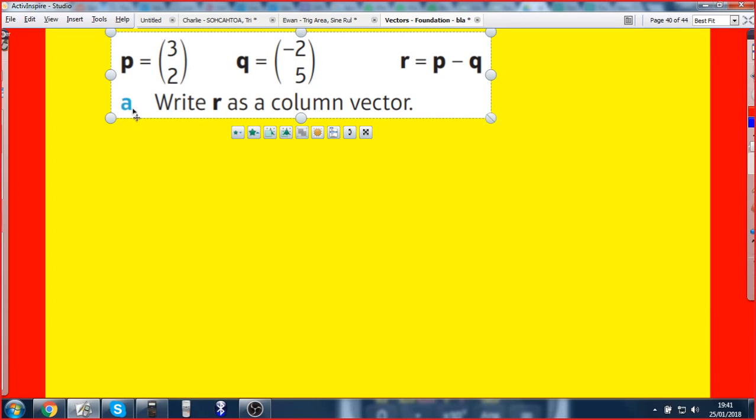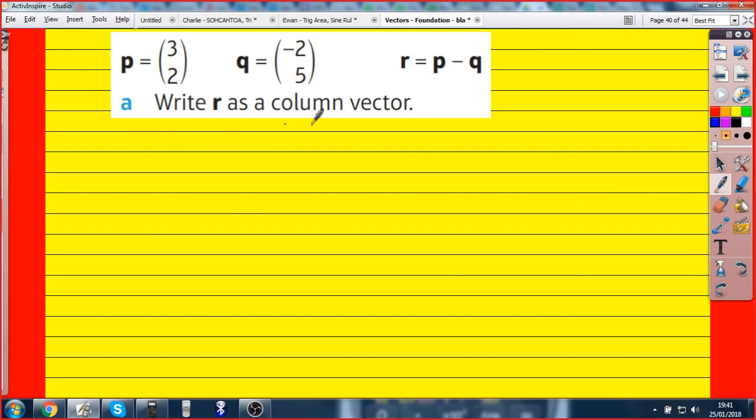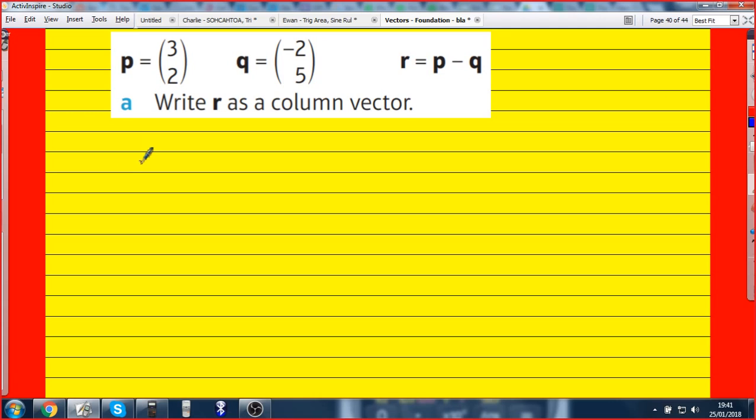Okay, so P is this, Q is this, R is P minus Q. What is R? So you do 3, take minus 2, so 3 add 2, which is 5. And then you do 2, take 5, is minus 3. That's it. 5, minus 3.